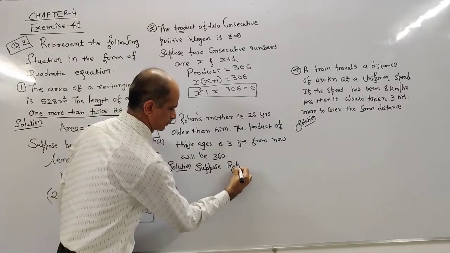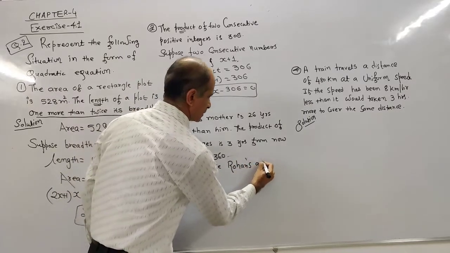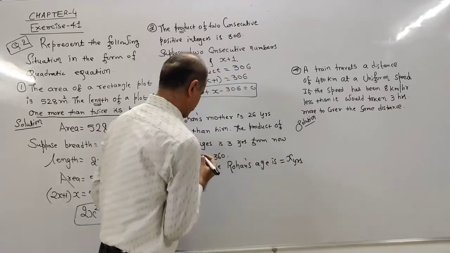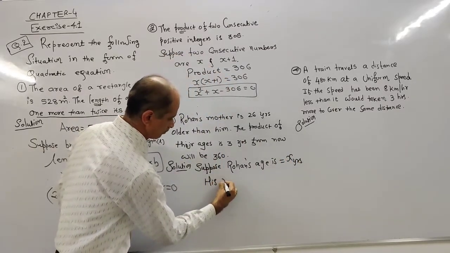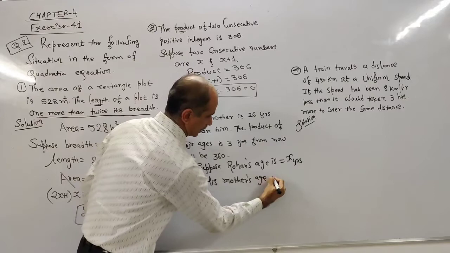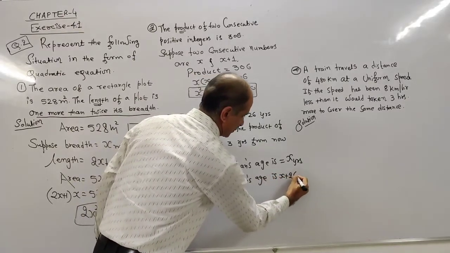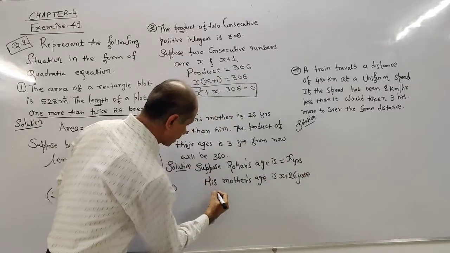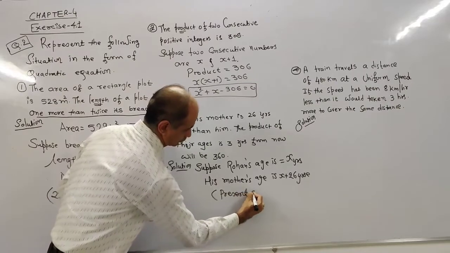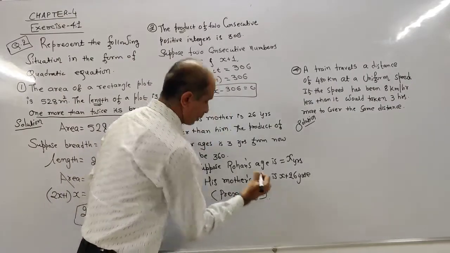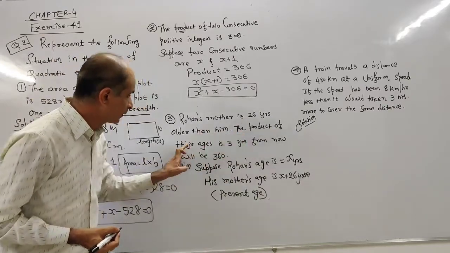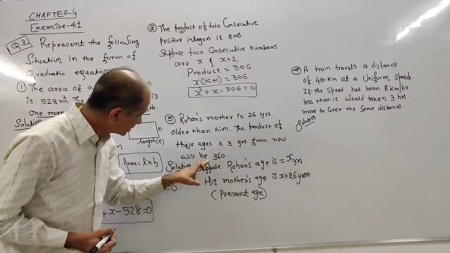Rohan's age is equal to x years. Therefore, his mother's age is x plus 26 years. Here we are talking about present age. Because one relationship is given to you, the product of their ages after 3 years is 360.